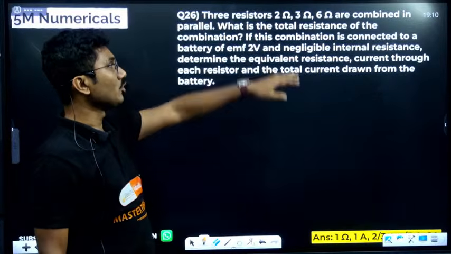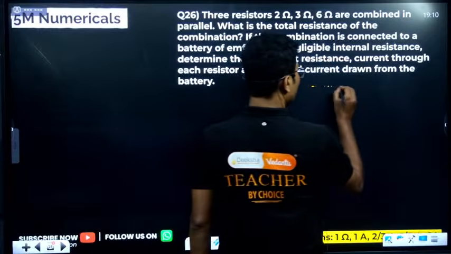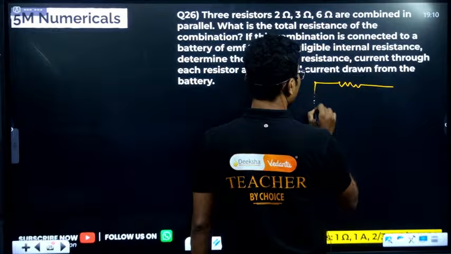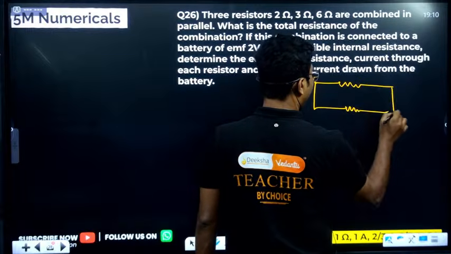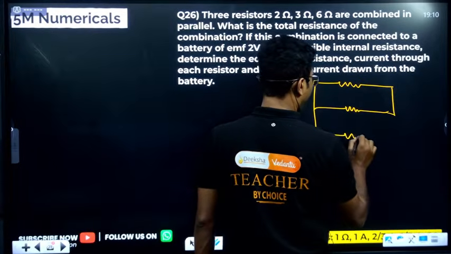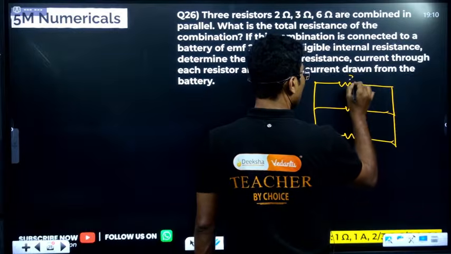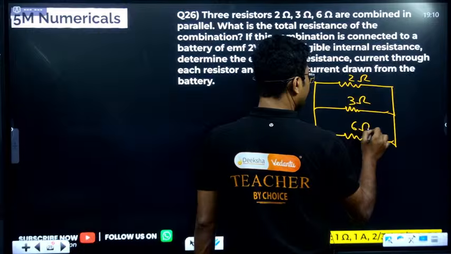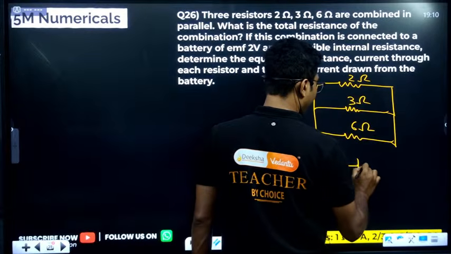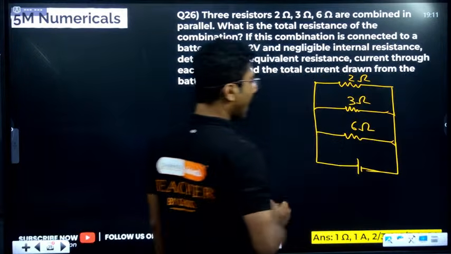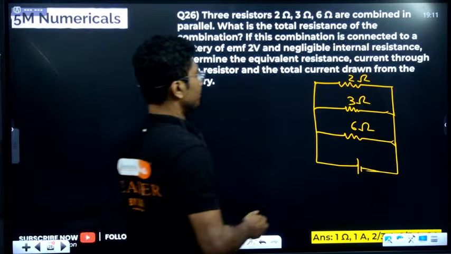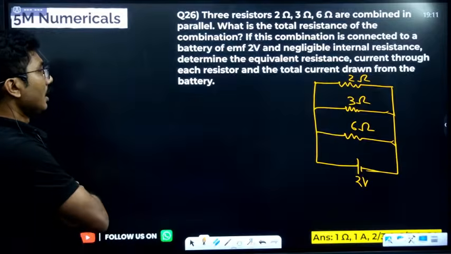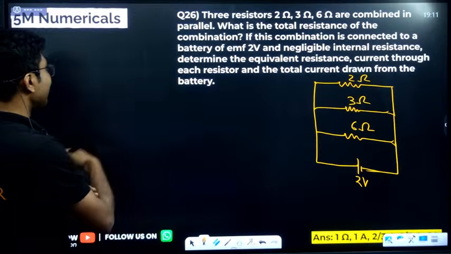2 ohm, 3 ohm, 6 ohm are combined in parallel. So 2 ohm, 3 ohm, and 6 ohm. Everything is in ohms, and they are connected in parallel. And the battery is 2 volt. Internal resistance is 0, so we do not need to consider it. Determine the equivalent resistance. What is the equivalent resistance?